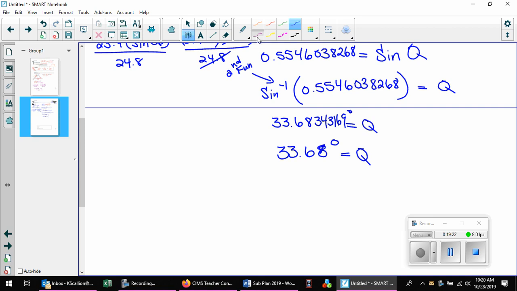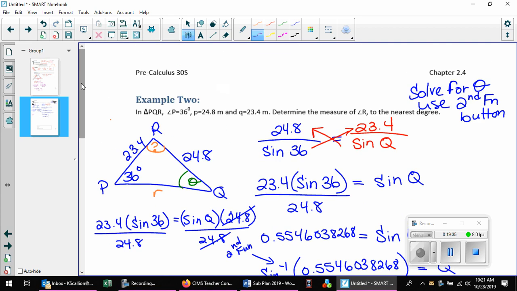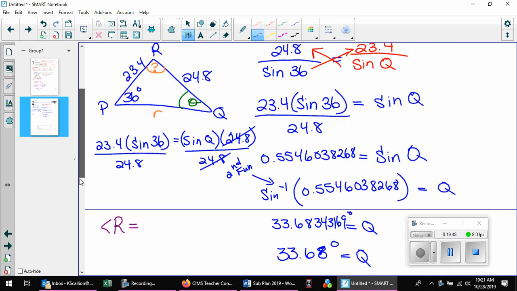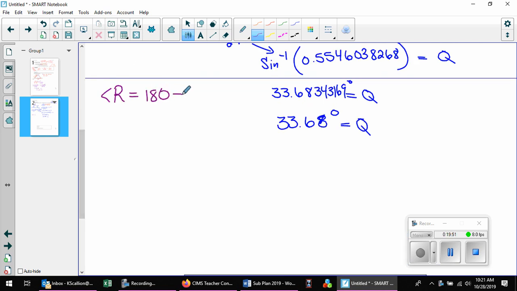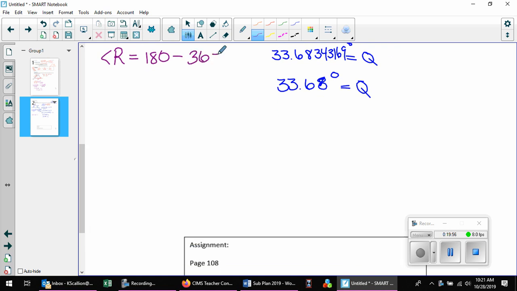So to find angle R, and you guys know that that's the symbol for angle. If it's typed out, it's a little bit different. It's not a greater than sign. See how the bottom line of the angle is horizontal, and the greater than symbol is like a triangle. But if I'm drawing it, they all look the same. So this would be 180 minus, what's my other angle? 36 minus 33.38.